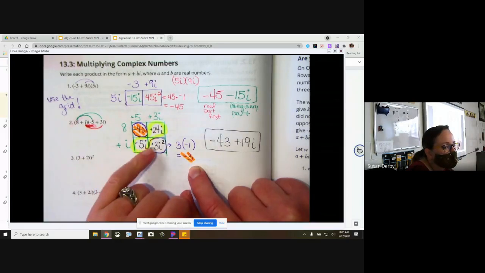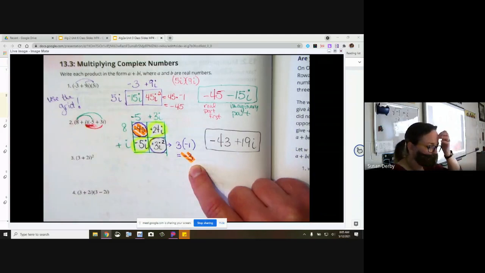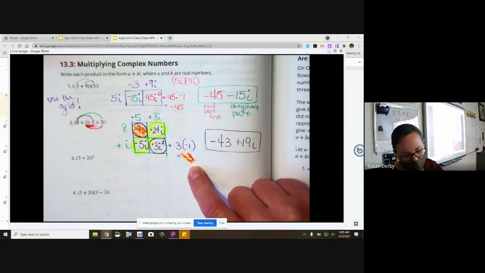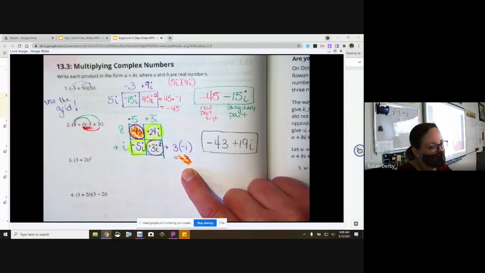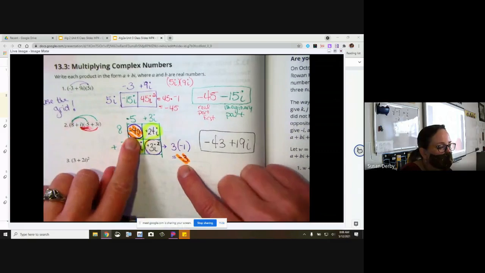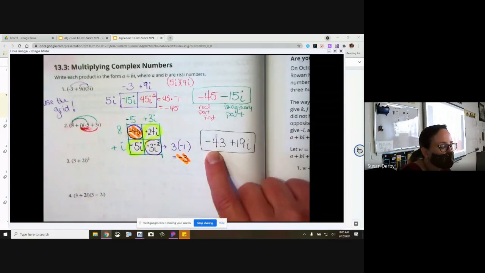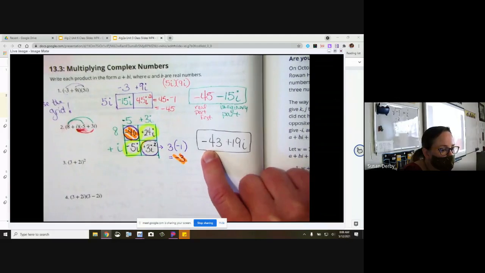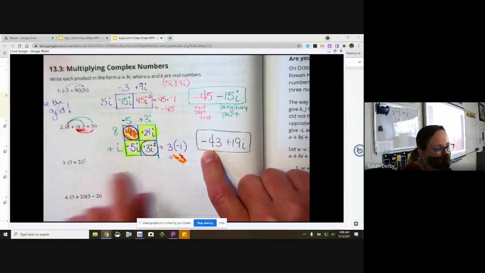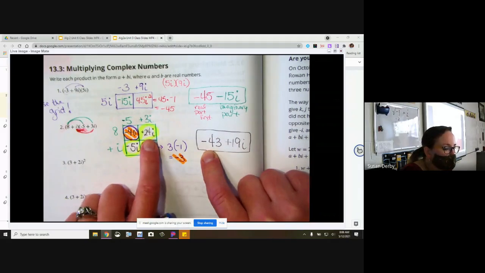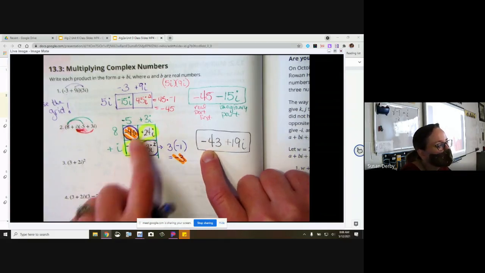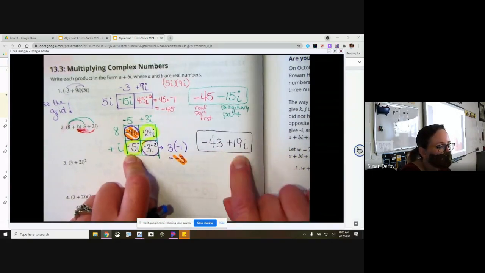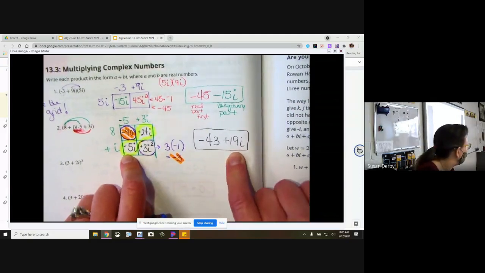It's just that when we were using x's, we had an x squared, we had x's, and then we had a constant. Here we just have real and imaginary. So once we have our final answers, we're looking for some values we can combine together. So the -40 and 3 more negatives gave us that -43. And we had 24 positive i's, 5 negative i's. When we combine those together, we have a positive 19i.